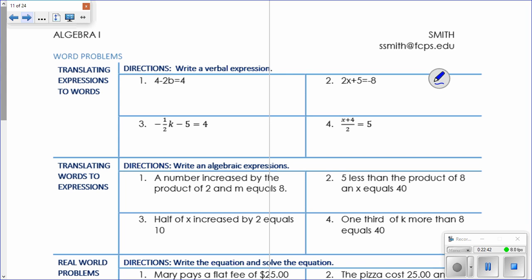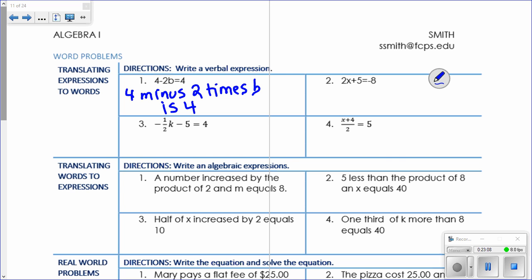So for the first part, we're translating expressions to words. This is a Unit 1 topic. It's just review. So we're going to write verbal expressions. So first I have 4 minus 2 times b is 4. Okay?